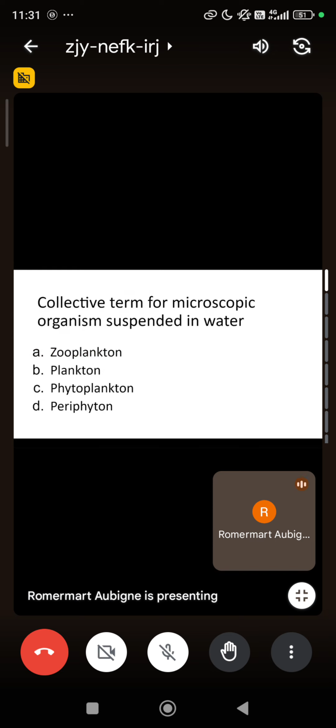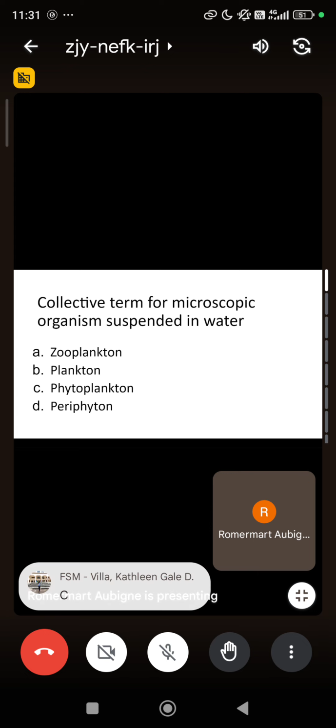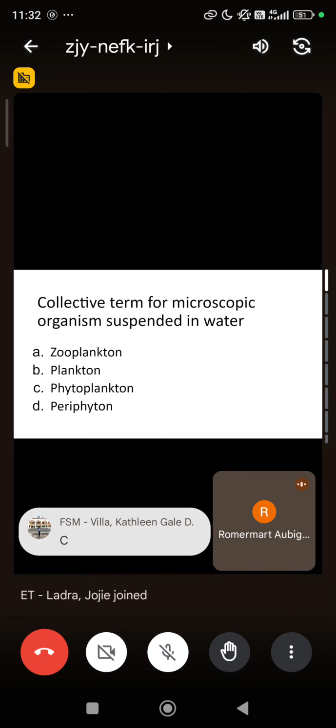Next, collective term for microscopic organisms suspended in water. What do you call the collective term for microscopic organisms suspended in water? A. Zooplankton. B. Plankton. C. Phytoplankton. Or D. Periphyton. The correct answer is plankton.